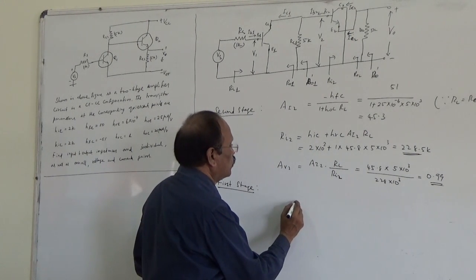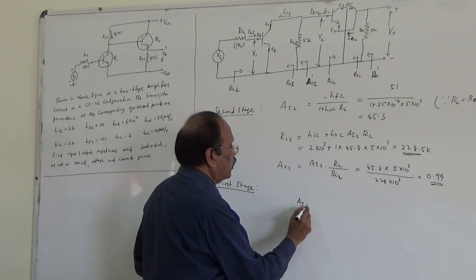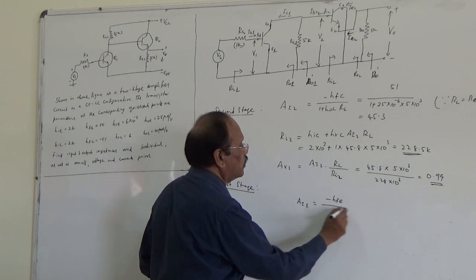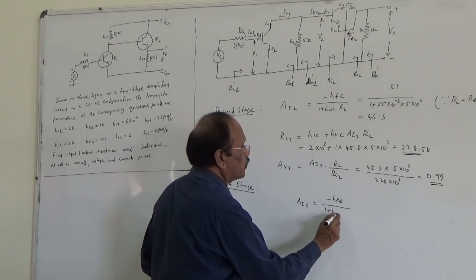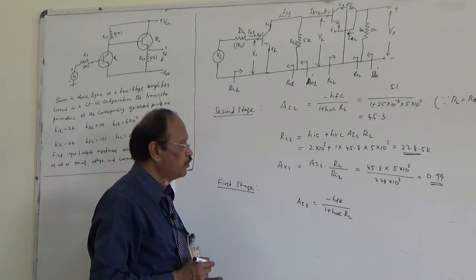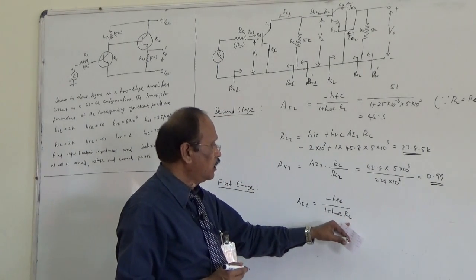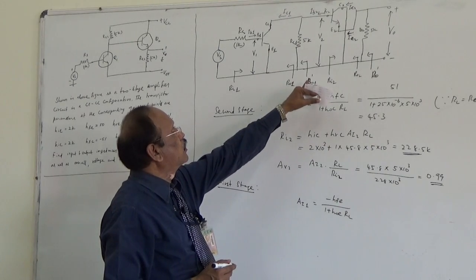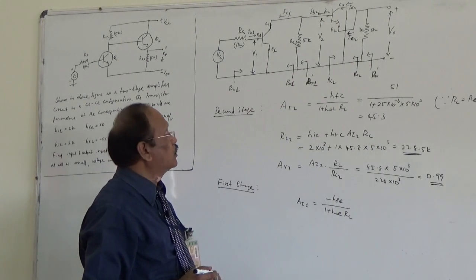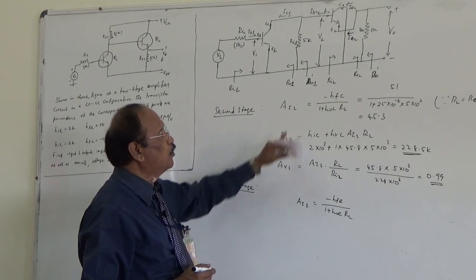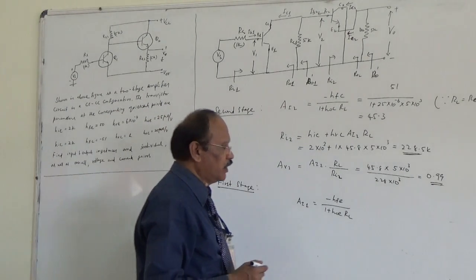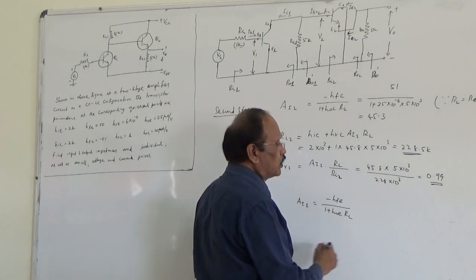So we can have AI1 is equal to minus HFE by 1 plus HOE into RL. So here RL coming here. So the RC1 is the load resistance for the first stage, but that will be shunted with the input impedance of the second stage. So we have to take the effective load resistance RL.